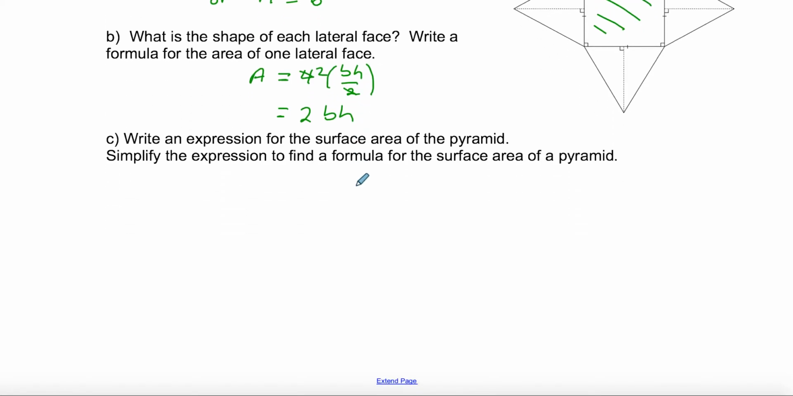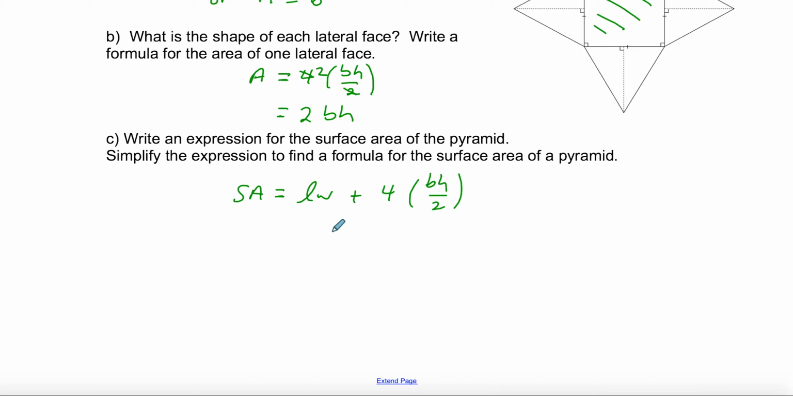Write an expression for the surface area of the pyramid and simplify the expression. So what I see, if I was going to do surface area, the surface area of the entire shape is the area, length times width of the base, plus 4 triangles, base times height divided by 2. And that would be a fine formula to use. That wouldn't matter to me at all.